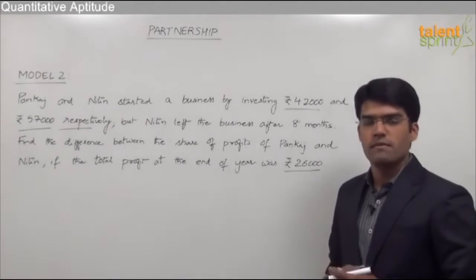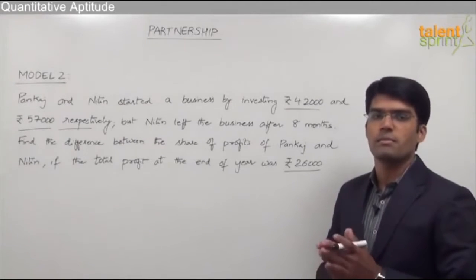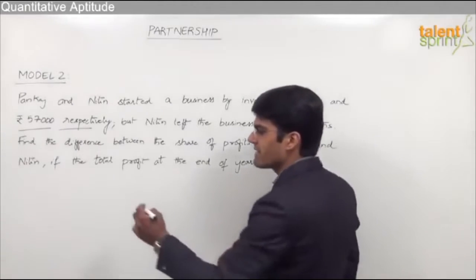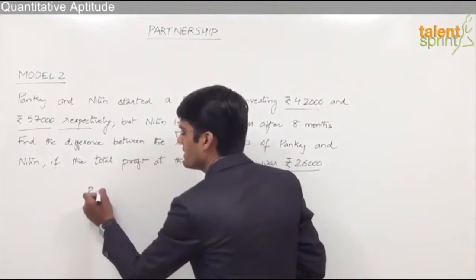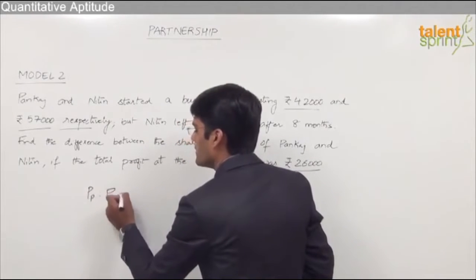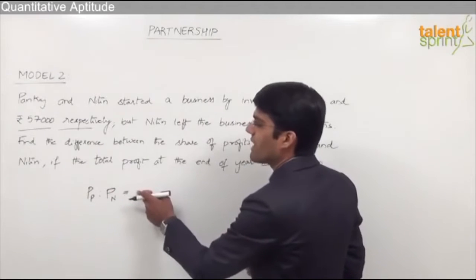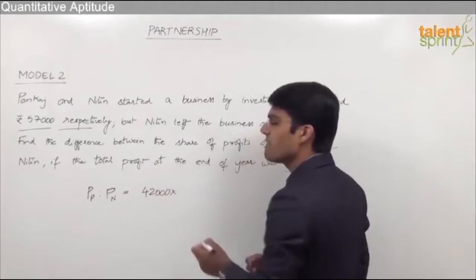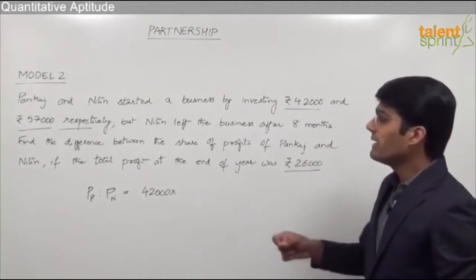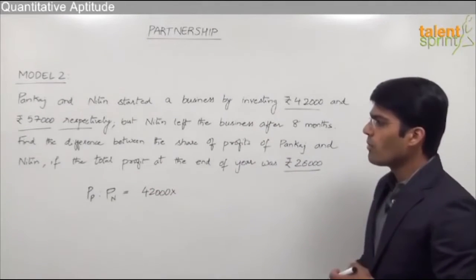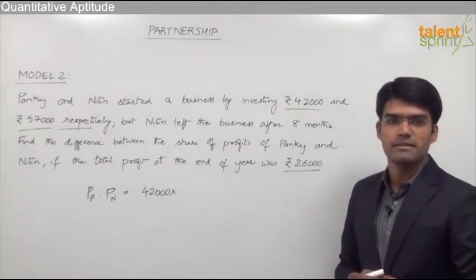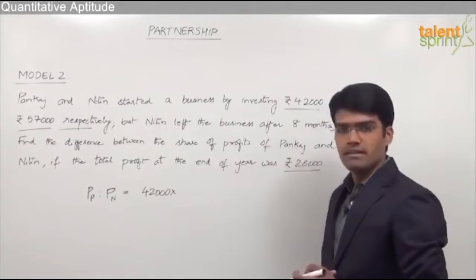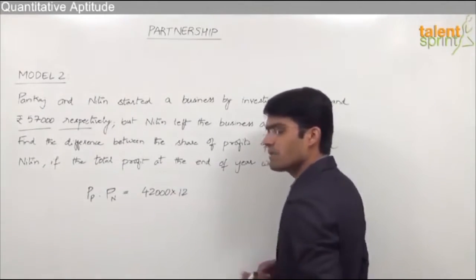To solve this question, we first need to find out the ratio in which the profits is shared by Pankaj and Nitin. And that can be done as discussed earlier. That is, profit of Pankaj is to profit of Nitin should be equal to investment of Pankaj, that is nothing but 42,000 into time of Pankaj's investment. Very clearly, Pankaj started the business and at no point it is mentioned about Pankaj leaving the business. So we can say that Pankaj was present for the total period, which is nothing but 1 year. So we can say Pankaj was there in the business for 12 months.